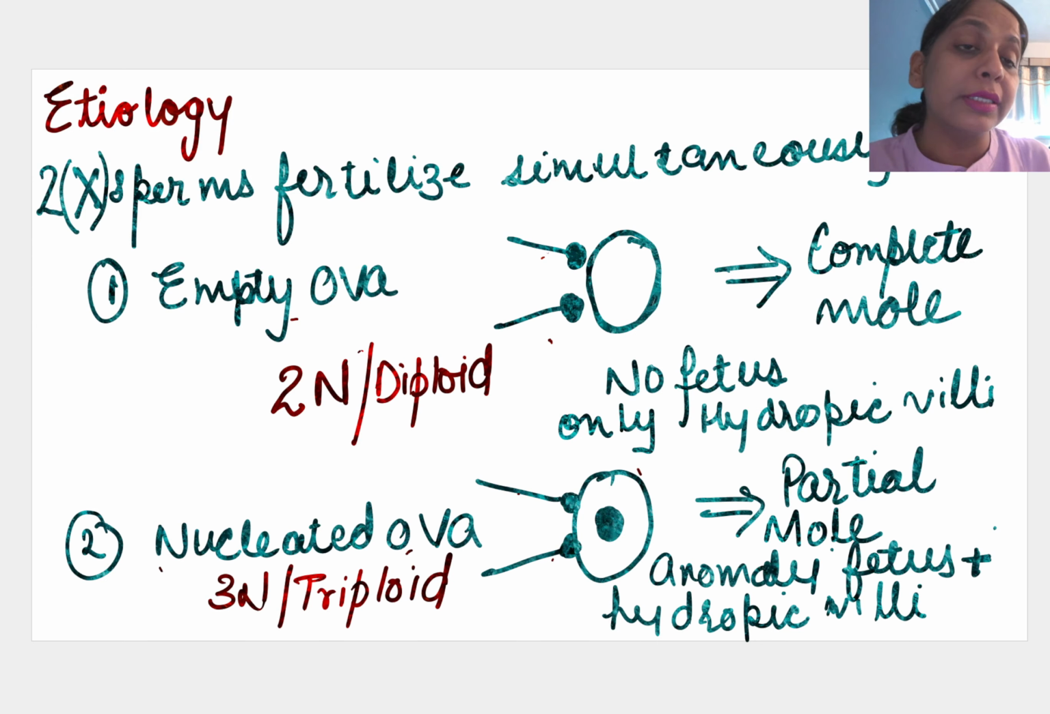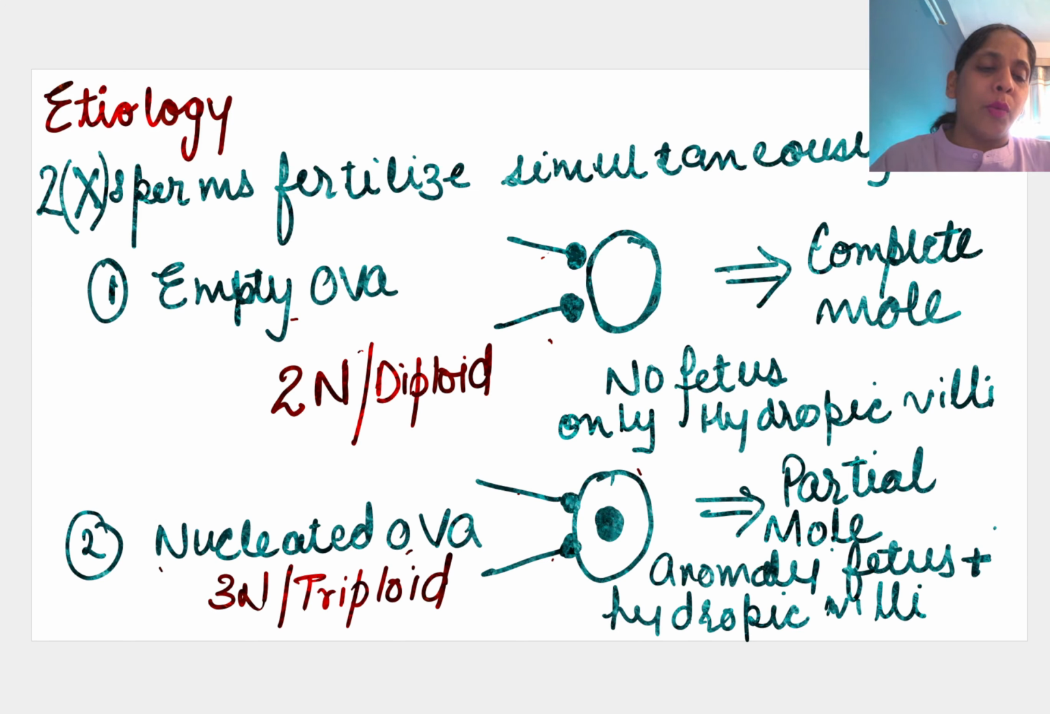Let's see how it results. Basically, you will remember that two sperms fertilize the ovum. Now, if that ovum is empty, it means that the ovum does not have the nucleus. The main fault is not only on the male part, where two sperms are fertilizing.